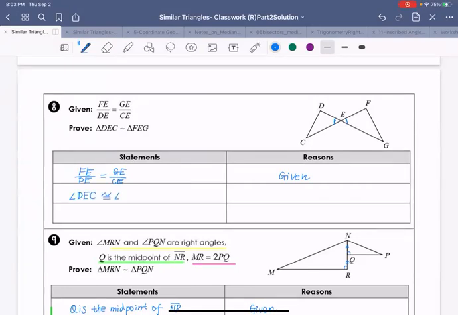Okay. Reason: vertical angles. Last one, conclusion. Triangle DEC is similar to triangle FEG because of side angle side. There you go. Okay, very good.